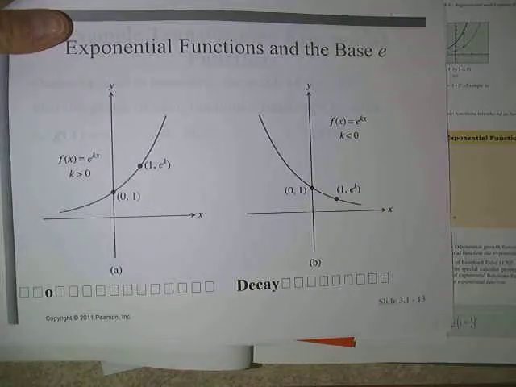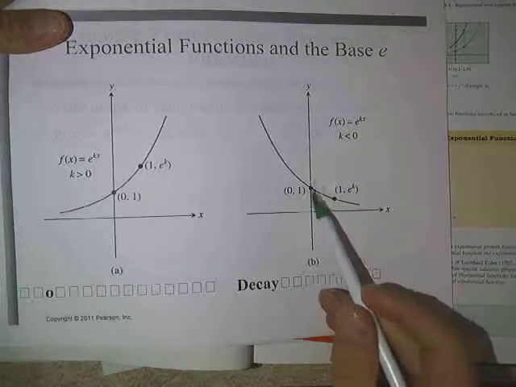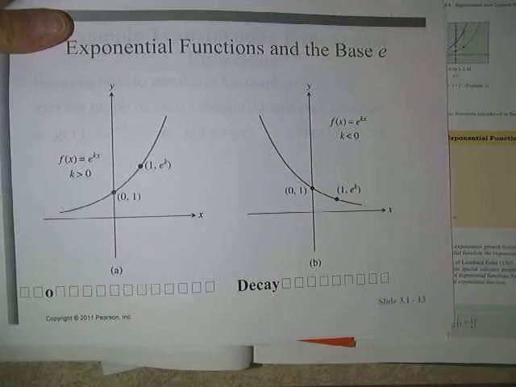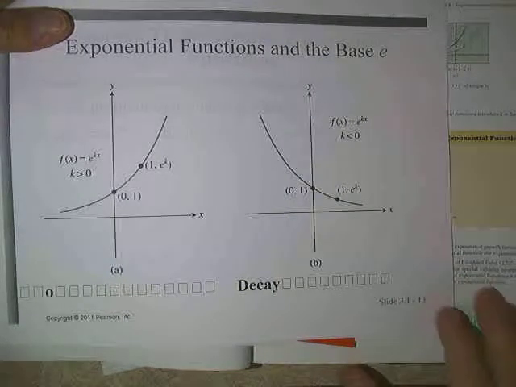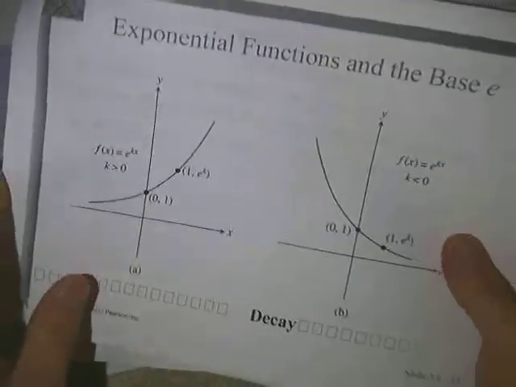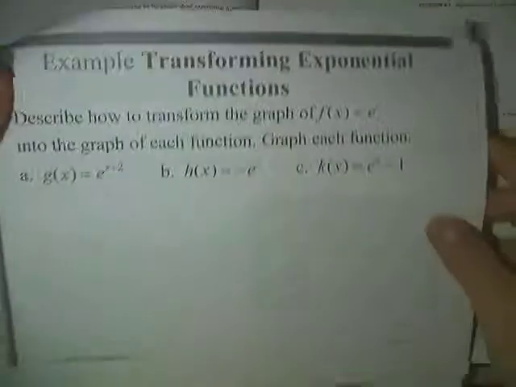When we have, again, k greater than 0, we have a growth function, just an illustration of the properties that we just looked at a minute ago. Notice that we still go through (0, 1) in both cases, because if we put a 0 in for x, we're going to get e to the 0, which is 1.